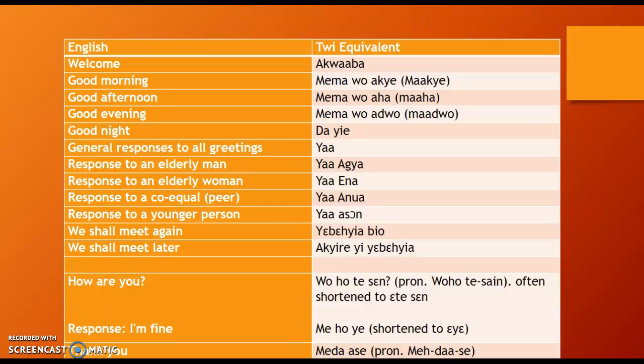M-E, me. If you would recall, the pronoun for me or I is me. And ma, M-A, is actually the Twi word for give. If I say give me something, I'll say ma me. So we have me and then give, or I give. And wo, you encountered this pronoun. Wo is you. So we have me, which is I, ma, which is give, wo, which is you, and achi.